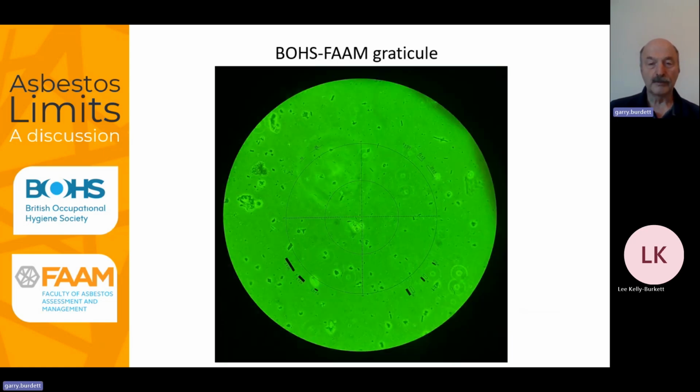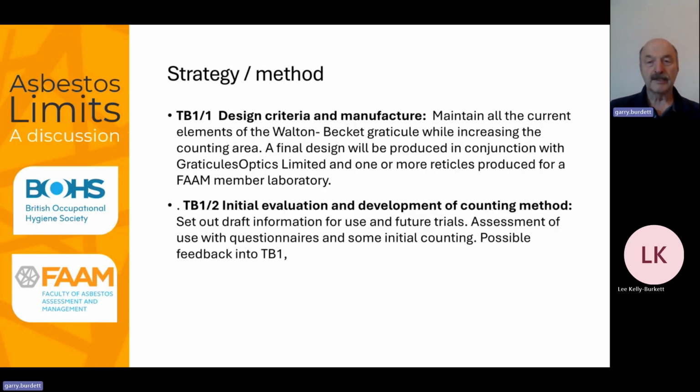And here's an example you might be able to see a bit better, with some actual particles and fibers. We've designed it to increase the counting area, and we're working with Graticule Optics Limited, who are helping us to produce the reticles. We originally had a master and a single reticle produced, which has been initially trialed under the second part of this research project. And there's a bit of a feedback loop.